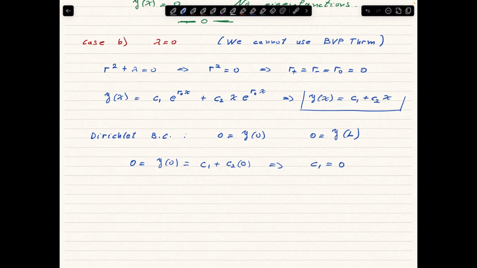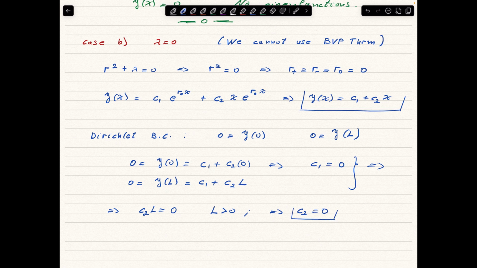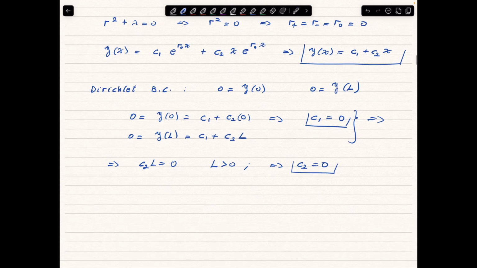Okay, what do we get from the other condition? 0 is equal to the function at L. Well, this is c1 plus c2 times L, but we already know that c1 is 0, so from here we get that c2 L is 0, but L is different from 0. Actually, L is positive, so obviously from here we get that c2 is 0. And now c1 is 0, c2 is 0, so the only solution is y of x equals 0. So this is the only solution to the problem, therefore no eigenfunctions.